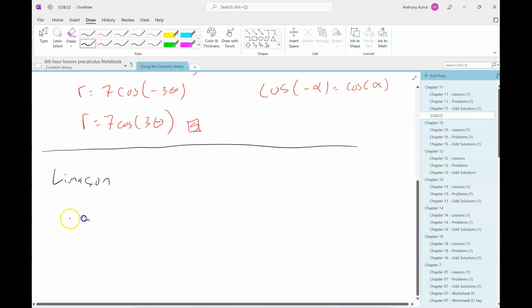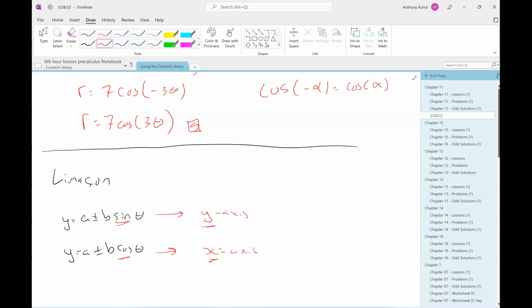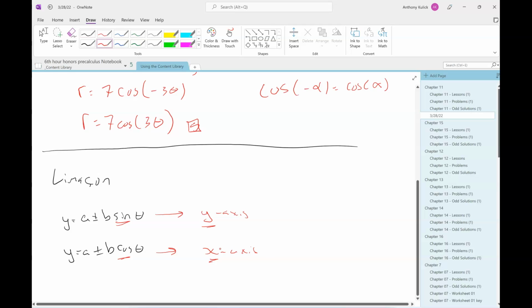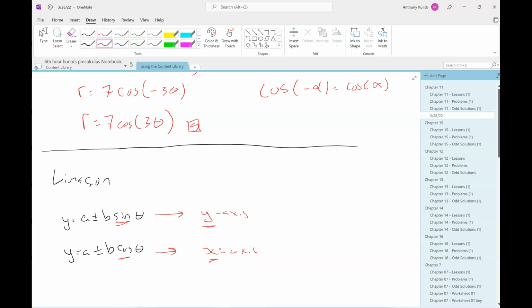So we have 2 types, right? Y equals A plus or minus B sine theta, or Y equals A plus or minus B cosine theta, right? Those are 2 types of limacon curves. The sine ones are y-axis symmetry, and the cosine ones are x-axis symmetry. That's it. So it's that simple. And nicely, it matches up with what we know, right? Cosine's associated with the x-coordinate, sine's associated with the y-coordinate, so it matches up really common sensey, so it should be pretty easy to remember that. Is that okay?